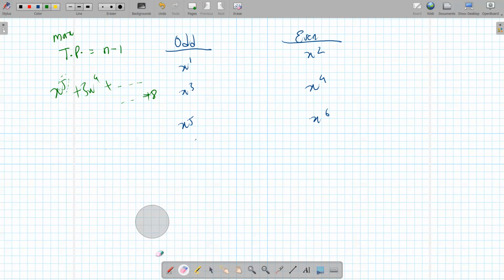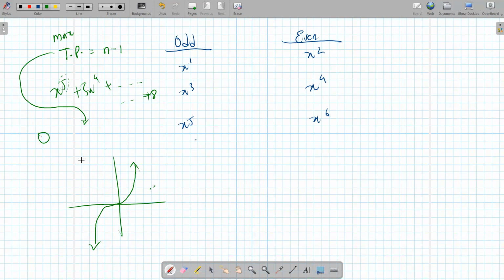Could it have no turning points? What do you think? Does this have any turning point? x³ here. Turning point means there has to be a parabolic shape somewhere. If you zoom in on it, right, you're going to get a quadratic. Does this have any turning points? No, it does not. So you can have 0 turning points, okay? But the max is going to be n minus 1, okay?